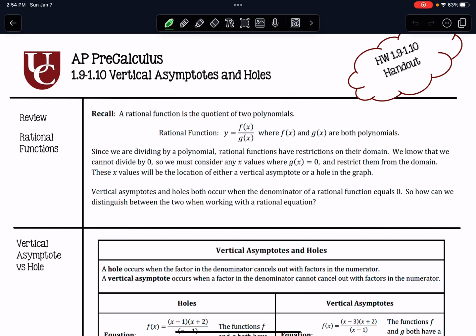I am going to do a video or a set of videos for AP Calculus Lesson 1.9 and 1.10 together. They're on the same handout, and there's one homework for it. Okay, so we're going to do a little review just to make sure you remember about rational functions.